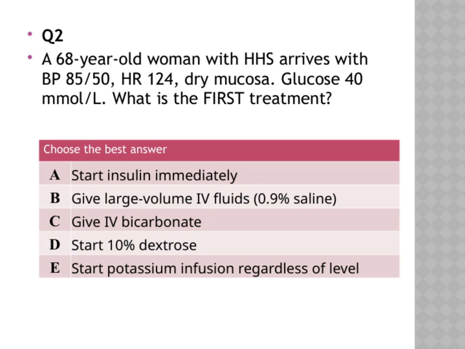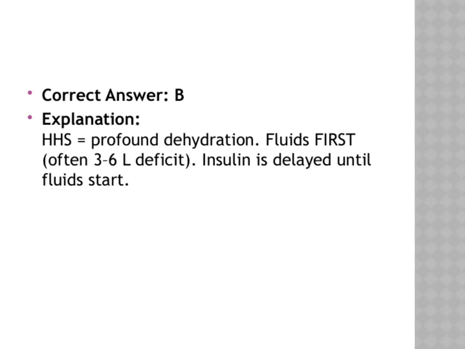Giving bicarbonate or dextrose are not first-line treatments in this scenario, and starting potassium infusion should be based on her serum potassium level, not blindly initiated. In summary, the key point here is that, for a patient presenting with HHS and signs of dehydration, the first step is to give large volume IV fluids to stabilize her condition, before moving on to insulin therapy or other interventions. All right, let's look at the correct answer here, which is B now.